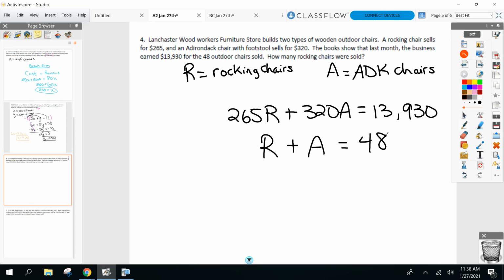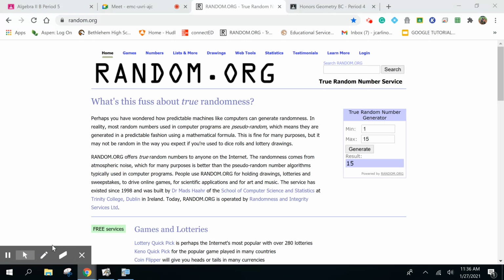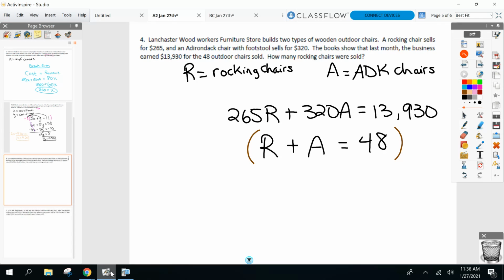What would you want to multiply this second one by to eliminate the A's now? What do I multiply that second one by to eliminate the A's? Come on, dig deep for me. Going back to you, Hunter. What do you want me to multiply by? 320. Hold on. If I multiply by 320, they're not going to cancel. -320. There you go. They won't cancel out unless they have opposite signs. Good call there.